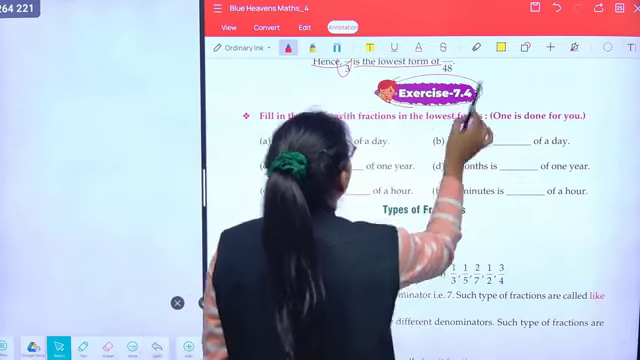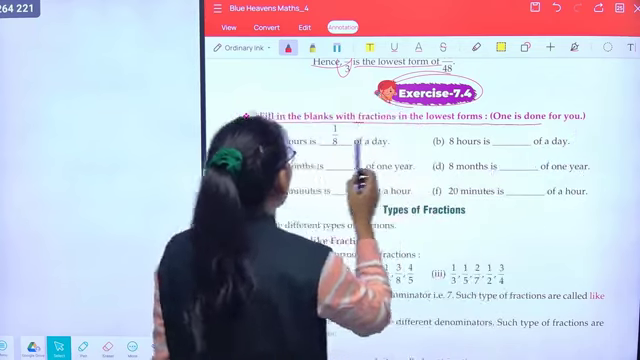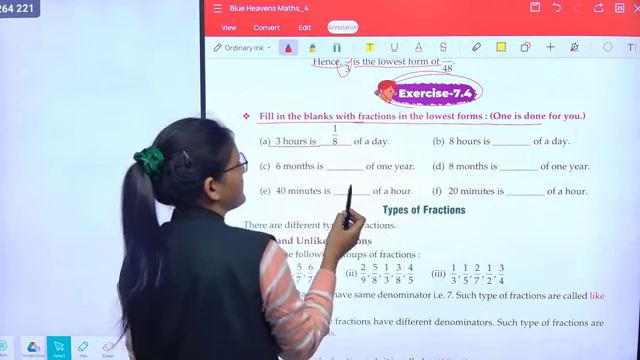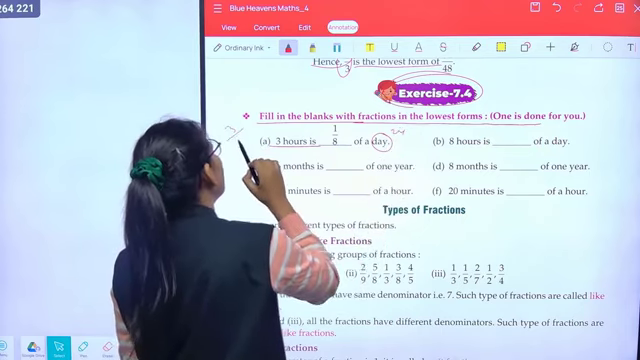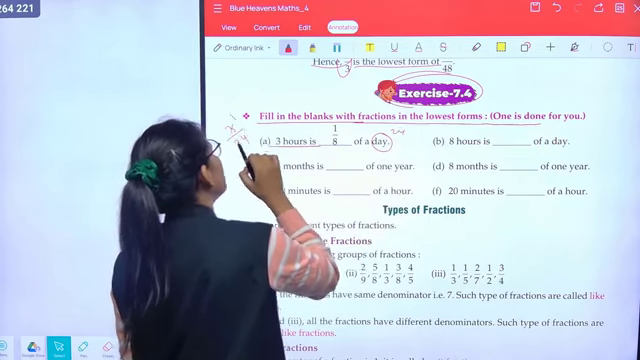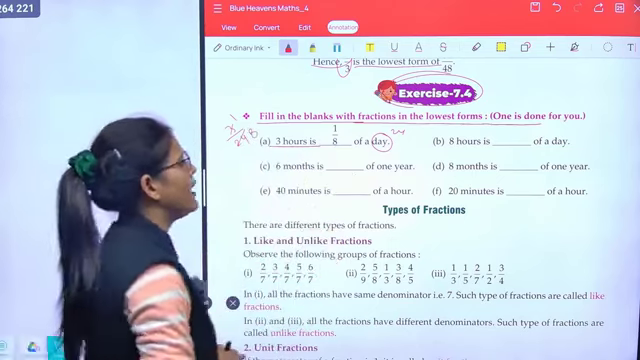Now come on to exercise 7.4. Fill in the blanks with fraction in the lowest form. 1 is done for you. Now 3 hours is of the day, which means 24. Now 3 upon 8, 3 upon 24. 3 ones are 3, 3 eights are 24. So that's why here is written 1 upon 8.